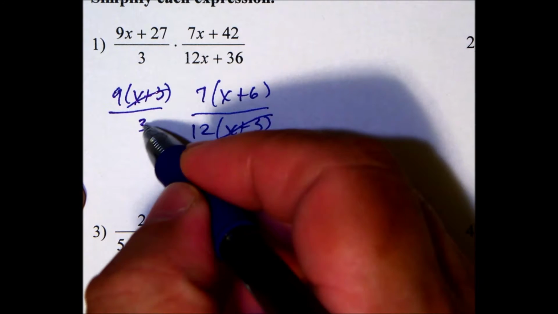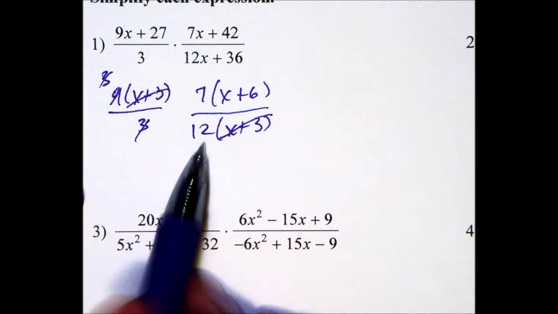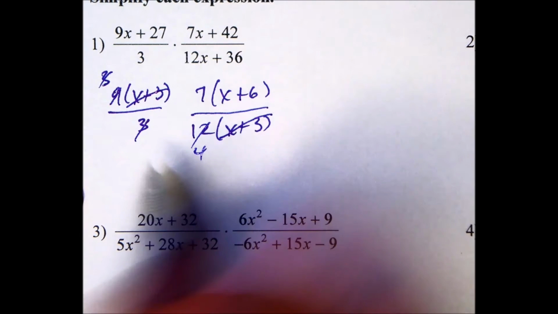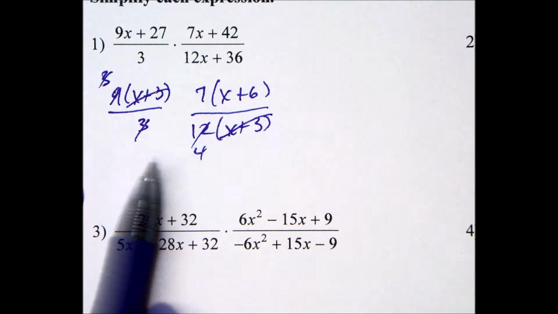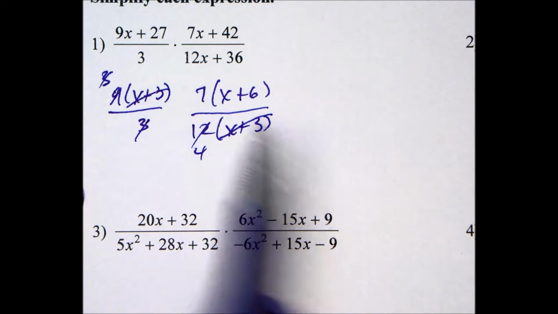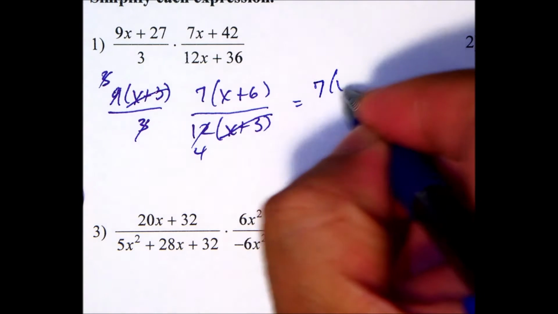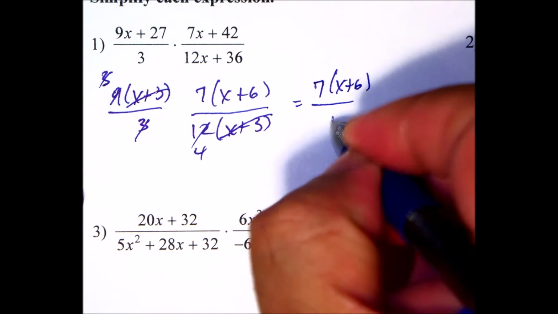3 goes into 3 once, and 3 goes into 9 3 times. You can do the same way here. 3 goes into 3 once, and 3 goes into 12 4 times. As long as they're on opposite sides of the fraction bar, you can reduce it. All right, and nothing happens with the 7 and x plus 6, so that's done. So it's 7 times x plus 6 over 4.